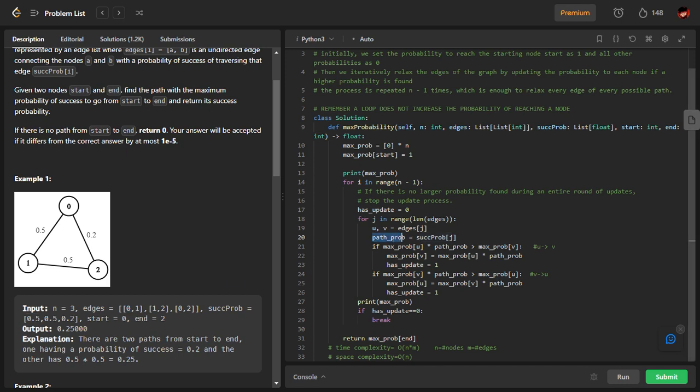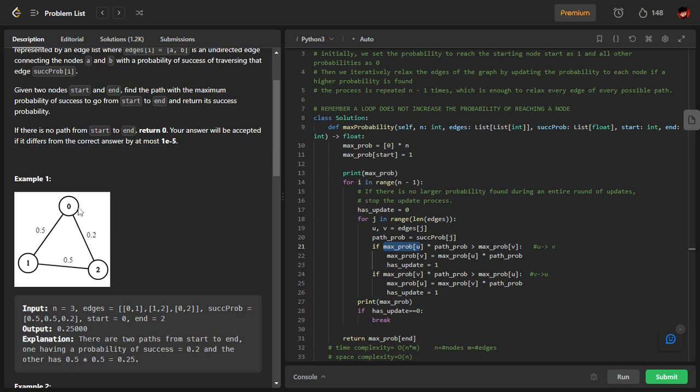Then see, there are two ways obviously. When I talk about u and v, there are always two things. Either I can go from u to v or I can go from v to u. That's what I'm checking. I'm multiplying the maximum probability of u, which comes from this array, with the path probability.